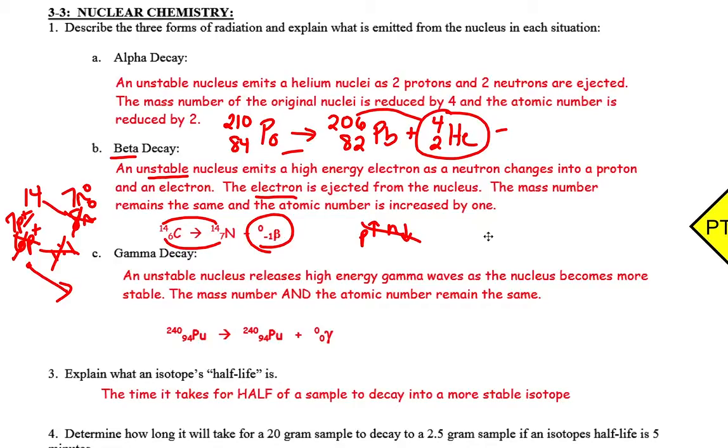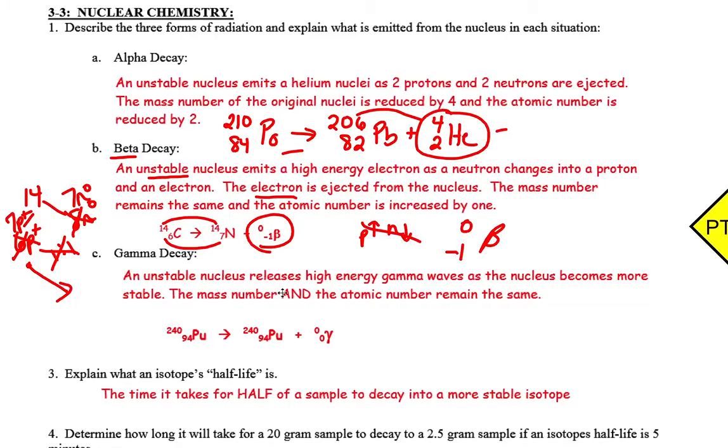Now we write the Greek symbol beta, and then we put, instead of a 1 here, which would indicate a proton, atomic number 1, we put a -1 that indicates an electron. And electrons have no mass, so we put a 0 up there. So that's our beta decay.